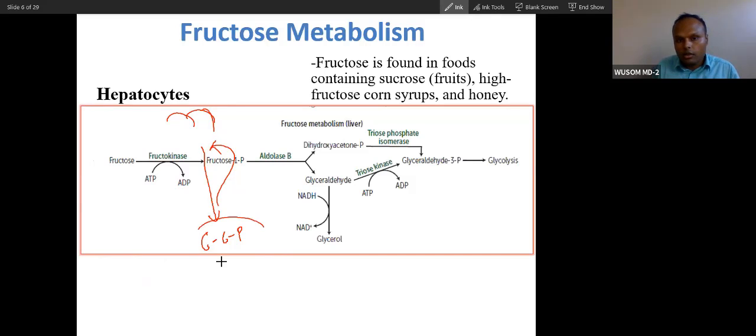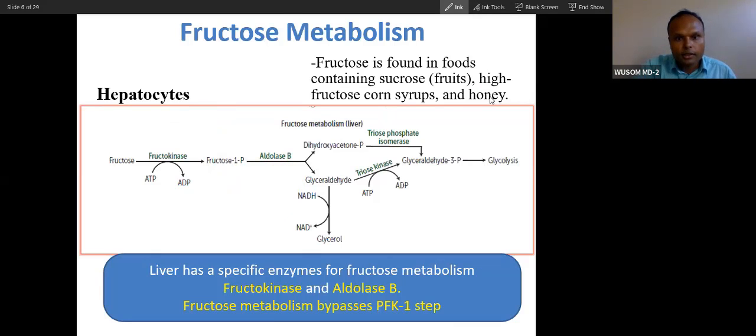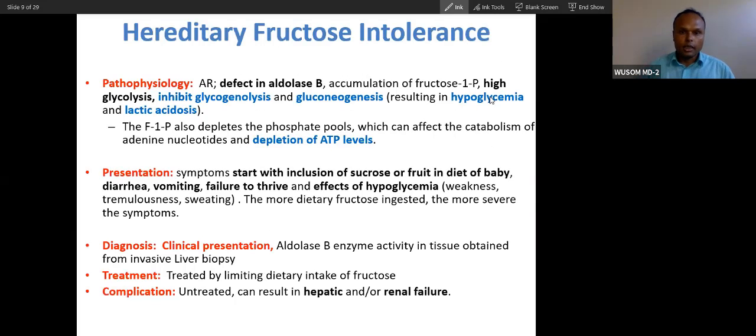So this will also do the same thing, block glycogenolysis and gluconeogenesis. But the mechanism is a little bit different. So just remember the accumulated fructose 1-phosphate is toxic the same way glucose 6-phosphate was toxic in Von Gierke disease. So you can see here, this is the condition of hereditary fructose intolerance. This is because of deficiency of aldolase B, and it is an autosomal recessive disorder.